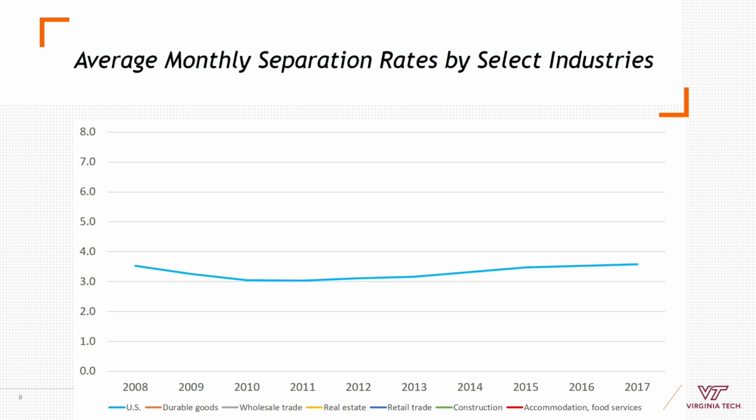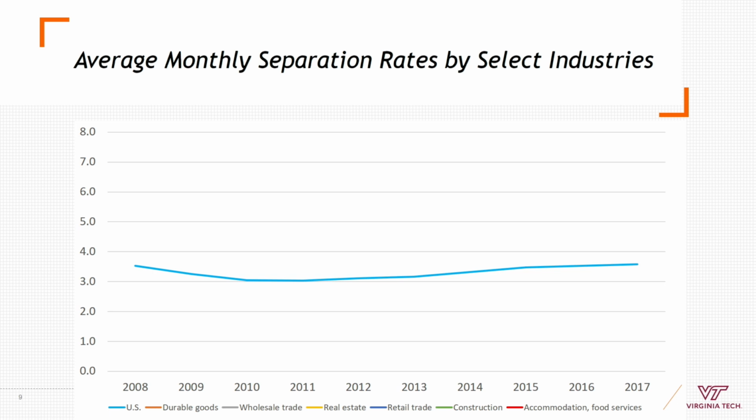Here is just the US as a total. The average separation rates have pretty much been averaging between 3 and 3.5% per month. So that's happening every month. Within a year, you're getting a 35, 40% turnover rate across all these sectors. So there's quite a bit of labor turnover in the U.S. labor markets. Now there's also a lot of variation between industries.